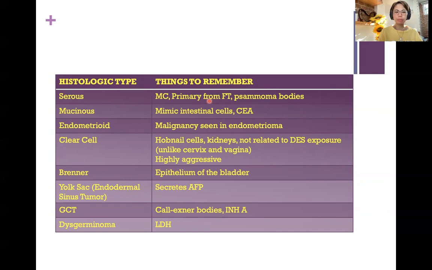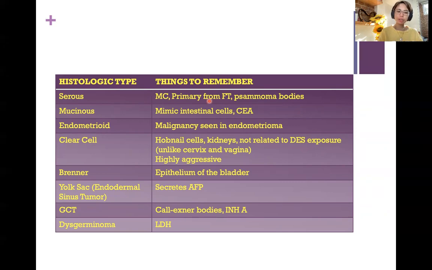Another one I will remember for yolk sac that I failed to write here are the Schiller-Duval bodies. Again, I'm wrapped with a sac because I'm shilling. So that's how I remember Schiller-Duval bodies, yolk sac.